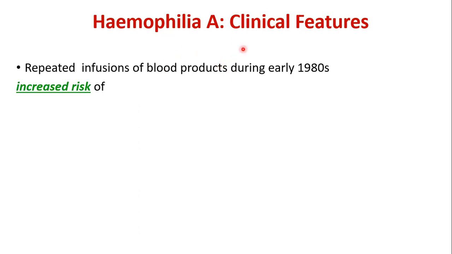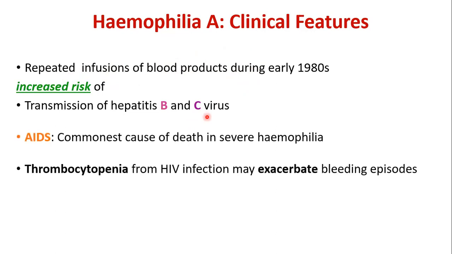Before the 1980s, during the early 1980s, repeated infusion of blood products increased the risk of transmission of diseases like hepatitis B, C. That time they were not doing screening. By now we do screening for infections. AIDS was a common cause of death in severe hemophilia because that time, this is all old stories. Now we have to do screening.